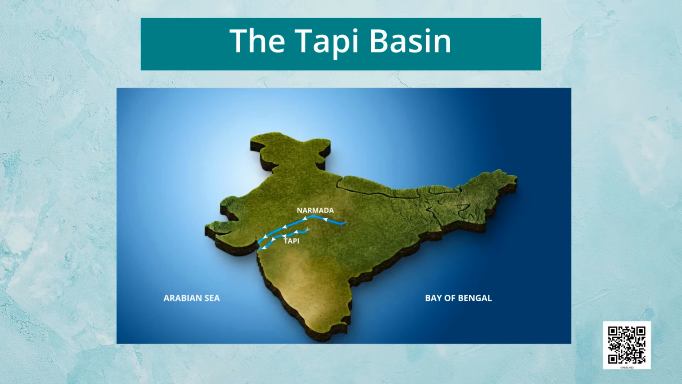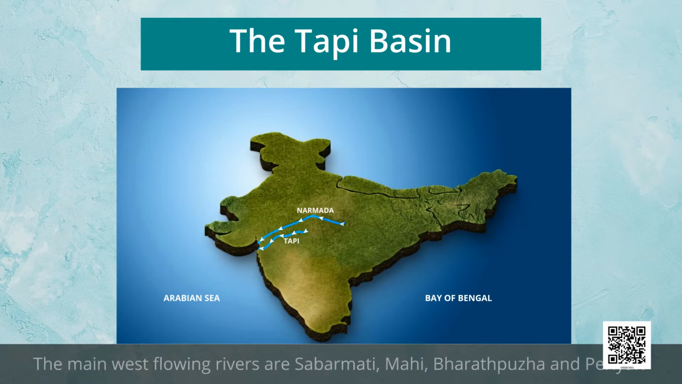The coastal plains between the Western Ghats and the Arabian Sea are very narrow. Hence, the coastal rivers are short. The main west-flowing rivers are Sabarmati, Mahi, Bharatpuzha and Periyar.